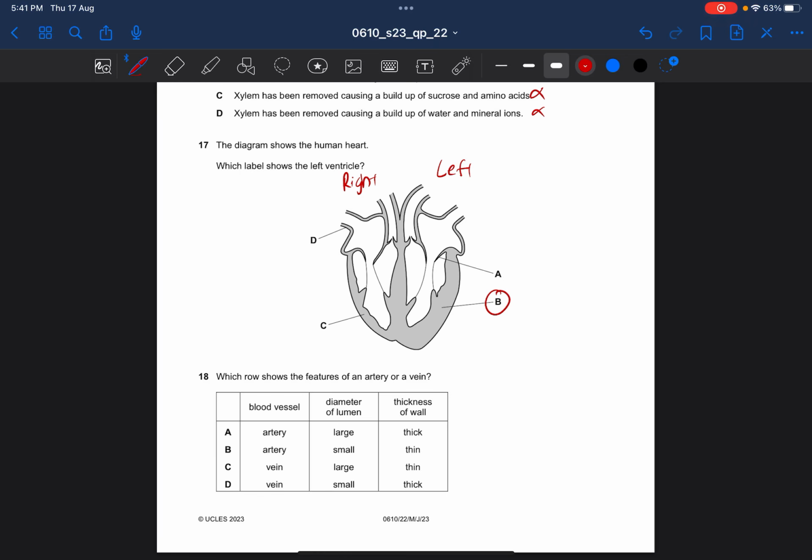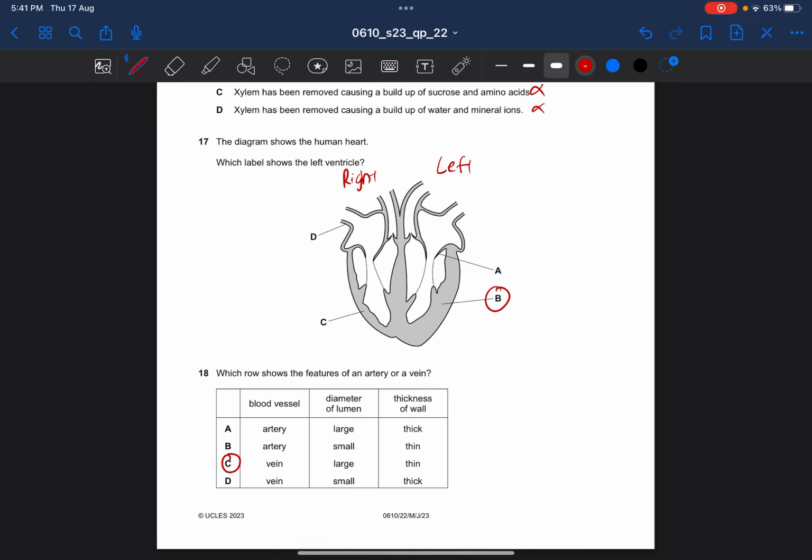Okay, question 18. Which row shows the feature of an artery or a vein? So the answer for question 18 is C. Okay, let's see why it's C. A is wrong because the diameter of the lumen in an artery is small and the thickness of the wall is thick. So this one here is the one that has gone wrong. The blood vessel artery has a small lumen and not a thin wall, it should be thick. So here is the mistake. And for D, it's a vein, it should have a large lumen and a thin wall. So this is wrong. So the answer is C.